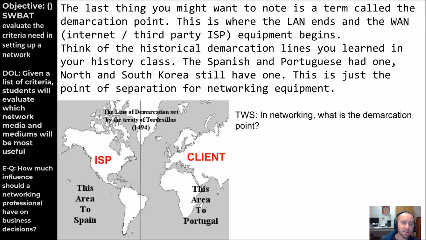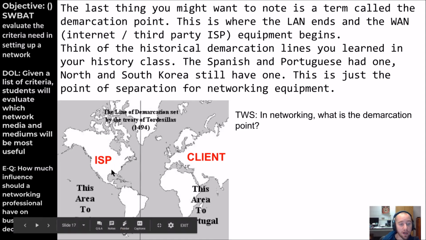For me, a history guy, think of the historical demarcation lines you learned about in your history class. The Spanish and Portuguese had one. North and South Korea still has one. This is just a point of separation, but in our case, it's a point of separation for networking equipment. ISP on one side and the client on the other.